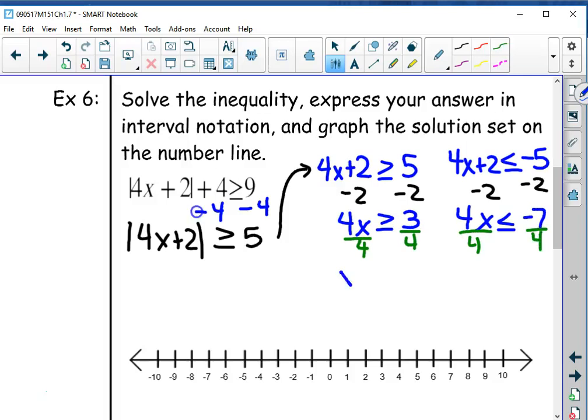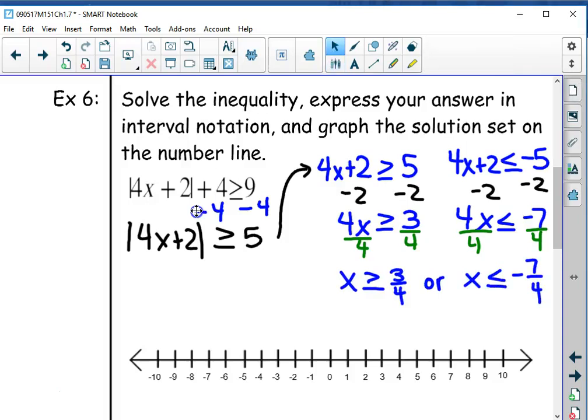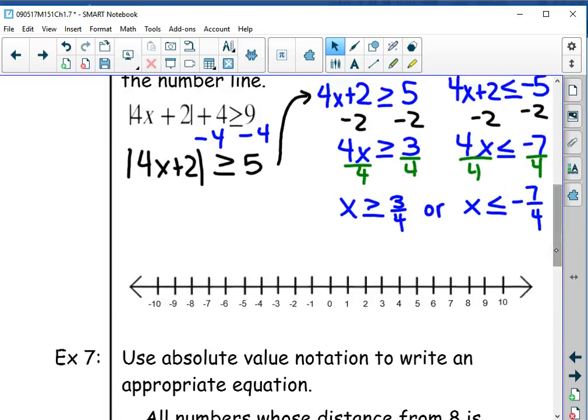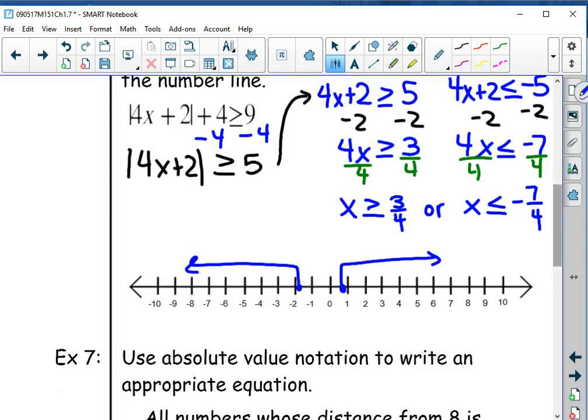That leads us to two solutions. X is greater than or equal to 3/4, or X is less than or equal to negative 7/4. Fill in that because it includes an equal part, and then 4 goes into that. It looks like negative 1 and 3/4. And there we go.